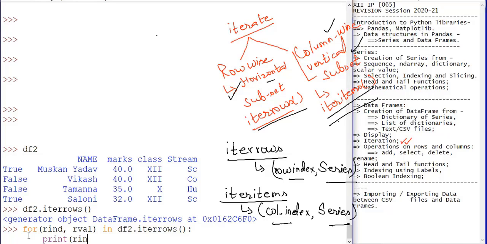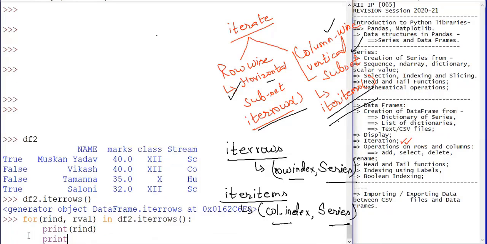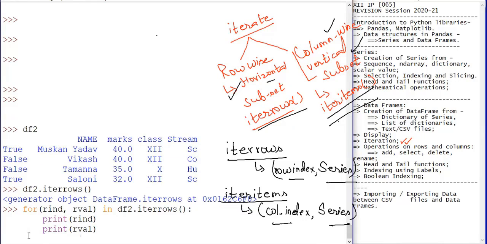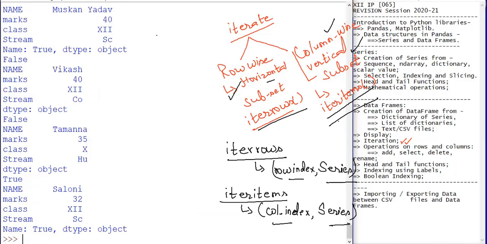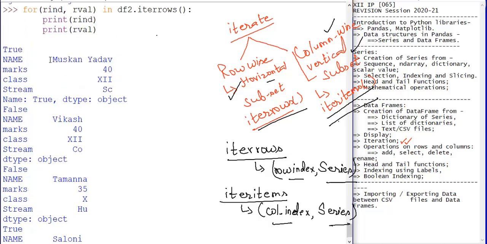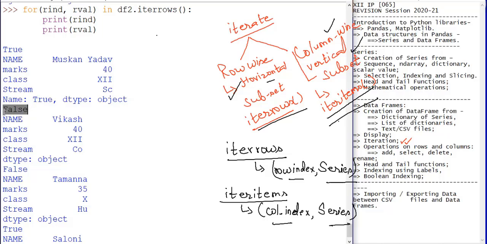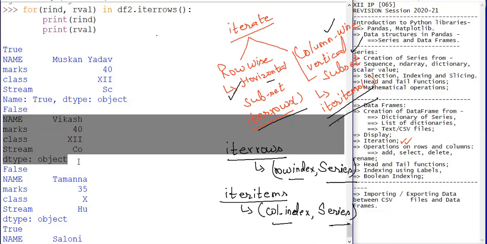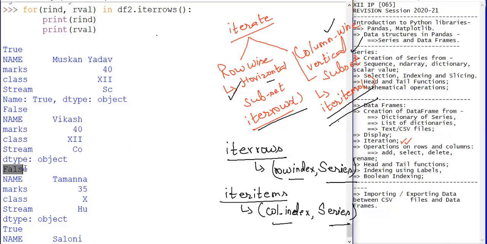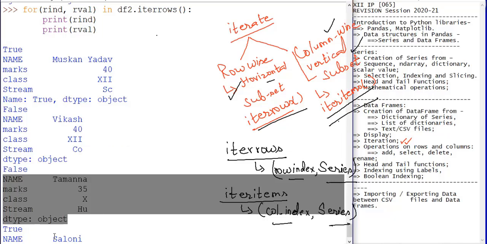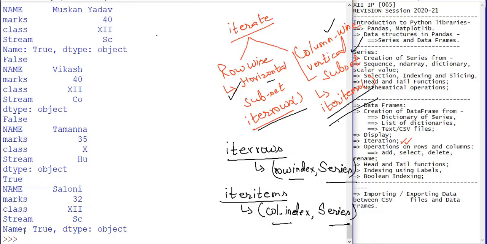So first I'm printing r index, and then I'm printing r val, and now I'm pressing the enter key, and look at how you are getting this output. This is the first index, the row index. First is the Muskan data, so all data is there. This is the second index, the Vikas data. This is the index value, and this is the series object, the Vikas value. This is the third index, the Tamanna value. This is the fourth index, the Saloni value.